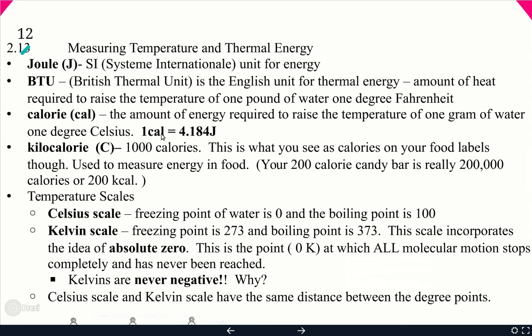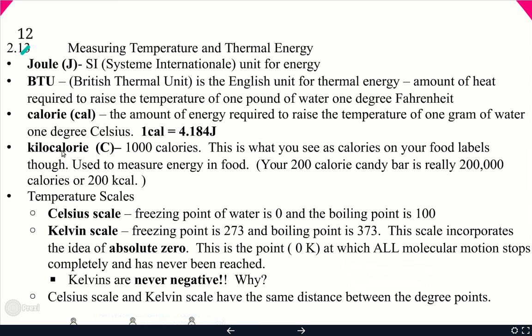1 calorie is equal to 4.184 joules. The joules are the important ones. This energy relationship between these two units is very important. You'll need them for some of your work. So 1 calorie is equal to 4.184 joules. So if we have to convert, we need to use this relationship.